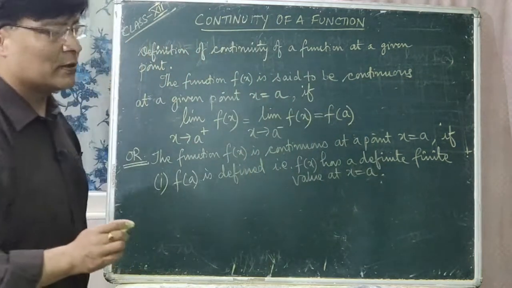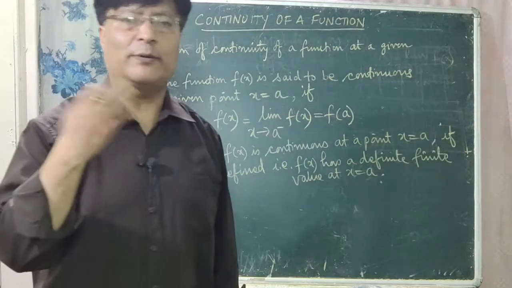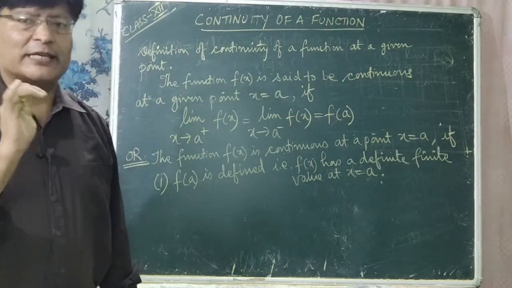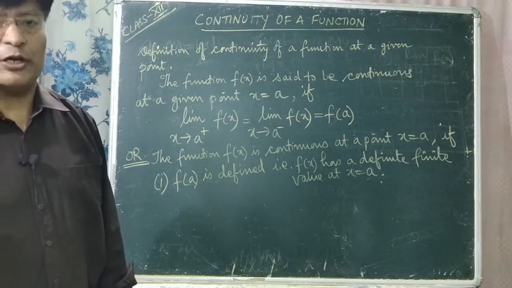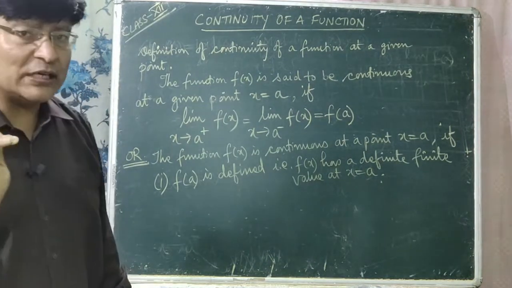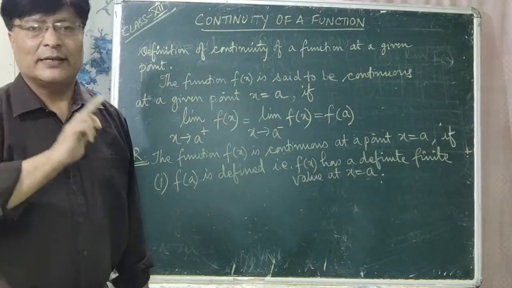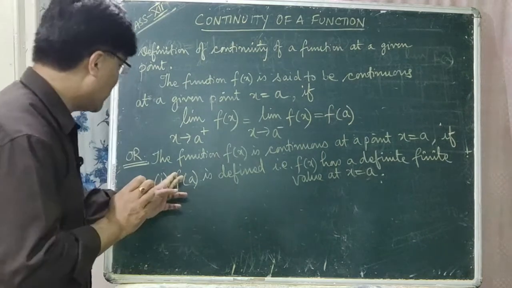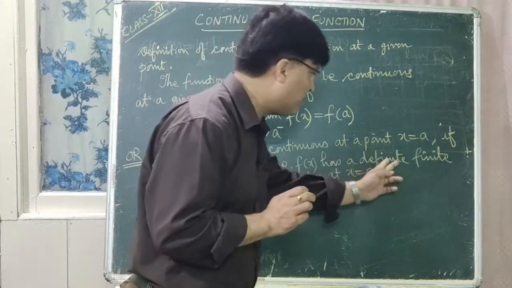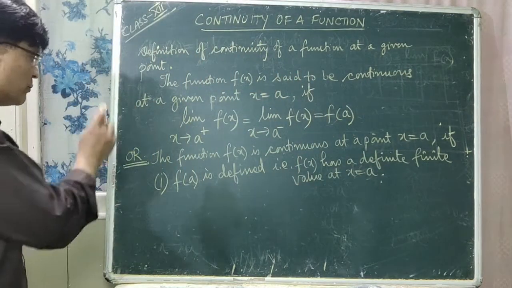Is that clear? Here you find the value of f of x at a given point, suppose it is x is equal to a. Then f of a must be defined. f of a cannot be undefined. If it is undefined, then it is discontinuous. Is that okay? So f of a should be defined, that is, f of x has a definite finite value at x is equal to a. One condition must be satisfied.